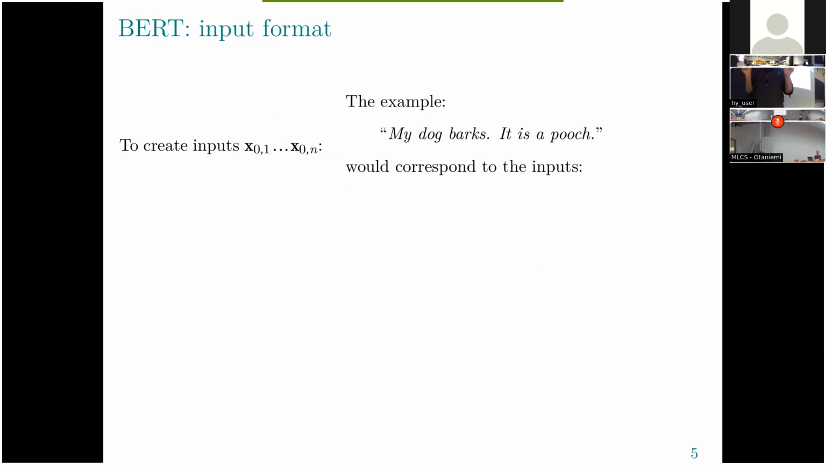So as I pointed out, we have two different sentences that we pass at once. So we would have my dog barks, it is a pooch, for example. And now to create a sequence of vector inputs that we can then pass on to our transformer, that would be our sequence x1 to xn here. The first thing we will do is just take the token embeddings. So for instance, the token embedding for barks or for pooch, depending on which word you have in your sentence. So just a simple lookup embedding table.